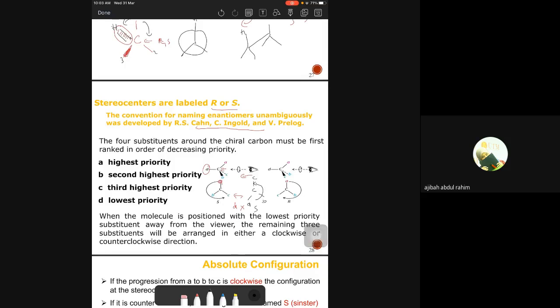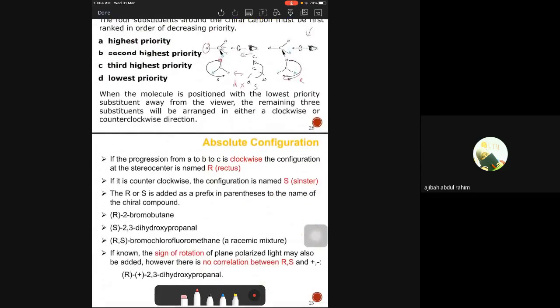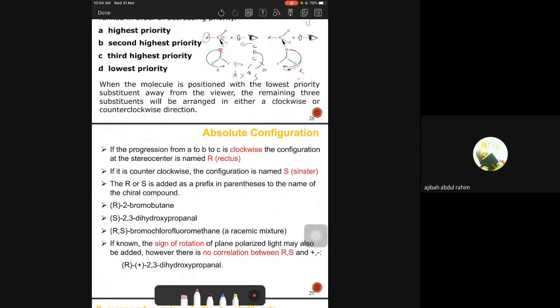So this side is when you have an R configuration, whereby the position of the highest, second, third highest priority is clockwise. So you have A, B, and C. This would be R. So A, B, and C, that would be the R configuration. So the R and S. R has the name rectus. S is for sinister. This is a Latin word.